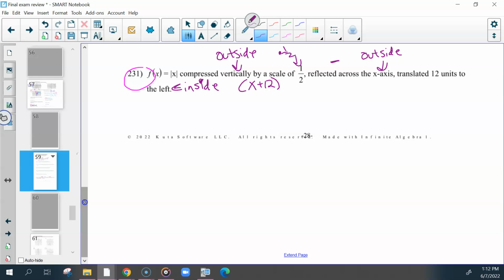So putting all of those pieces together, our function would be f of x equals this negative on the outside, and this scale would need to come first, so negative 1/2. And then on the inside, we have our x plus 12, but because this is absolute values, you don't need parentheses. And that would be our equation.